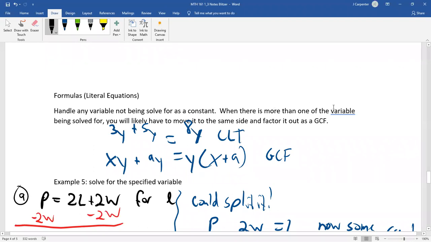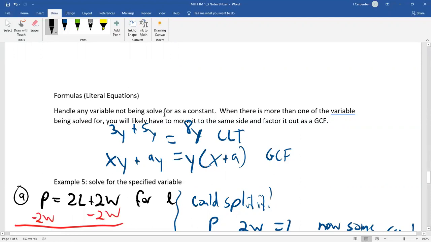So when there is more than one of the variable being solved for, you will likely have to move it to the same side and factor it out as a GCF. And then this blue ink right here was just showing us how, if you have 3y plus 5y, those are like terms, you can combine them and make an 8y. CLT, combine like terms. Pretty traditional. But this is what we're going to start seeing, something like an xy plus an ay. They both have a y, but you can't say x plus a is, I don't know, 43.7. You can't tell what x plus a is.